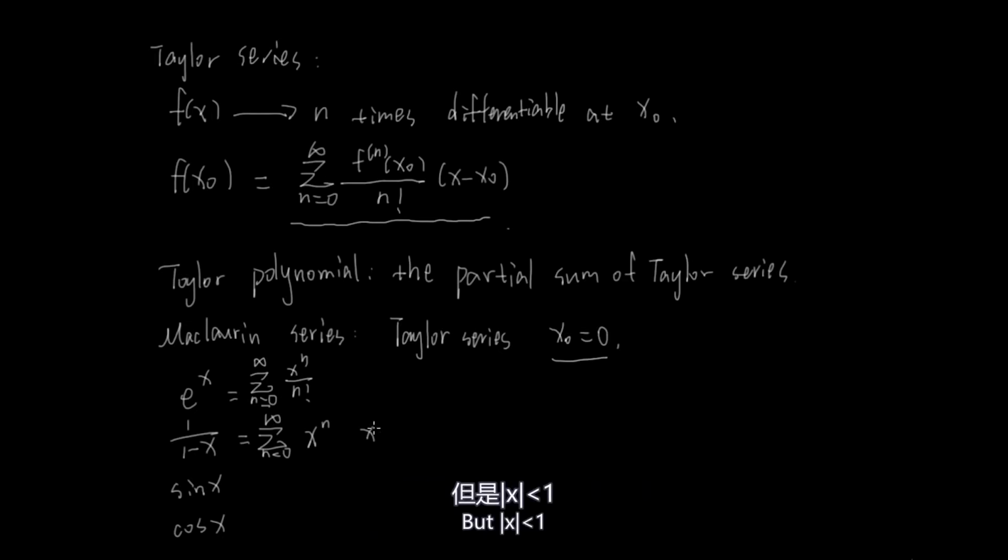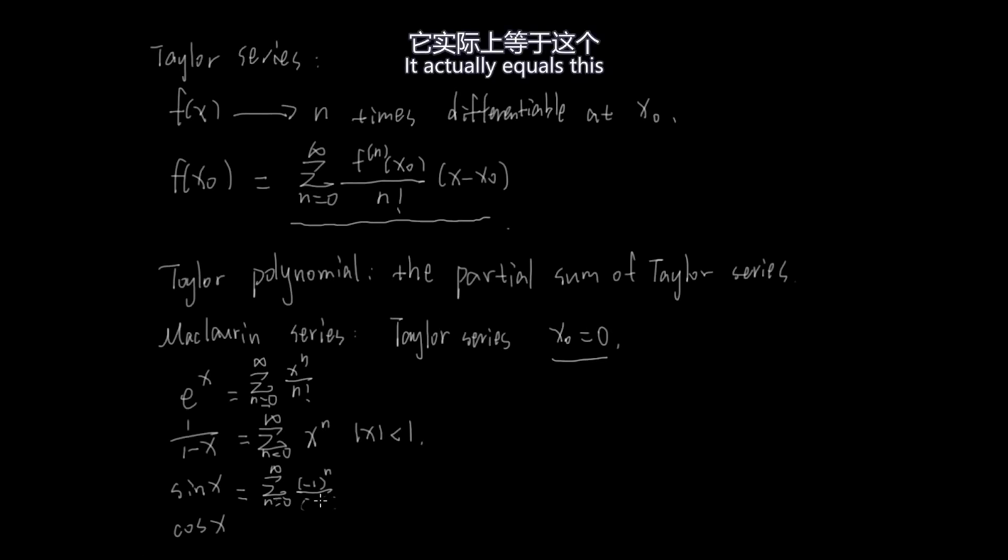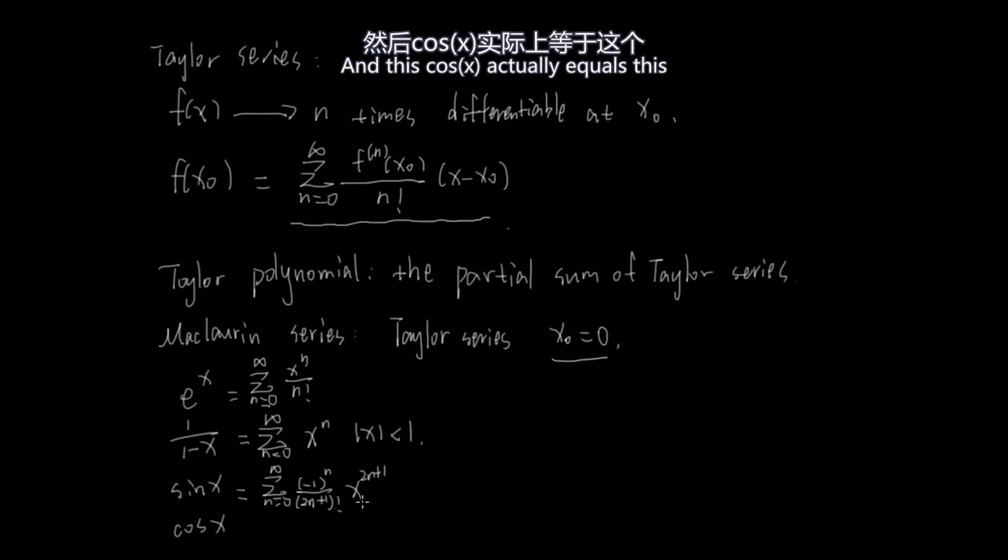But the absolute value of x should be smaller than 1, and sine x equals to this. It actually equals to this. And this cosine x actually equals to this.